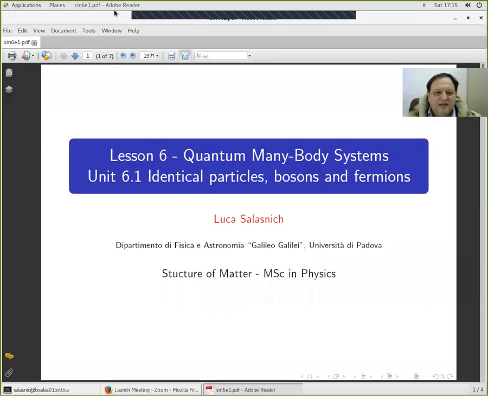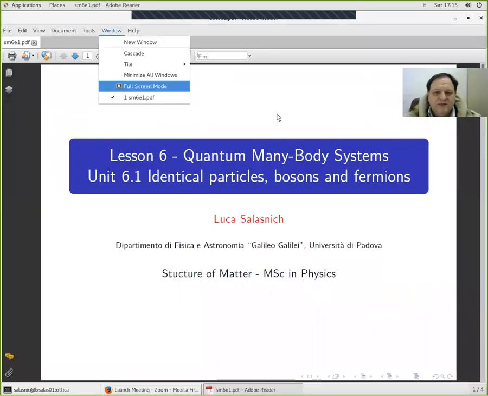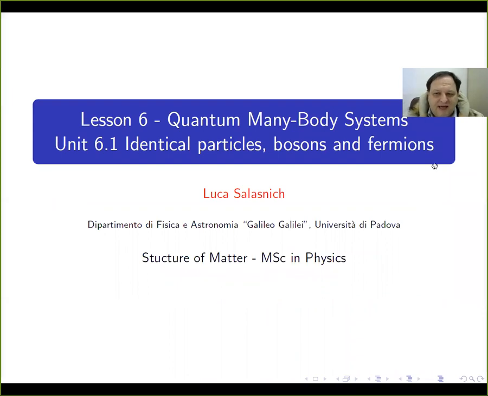Let us start with this unit 1 of lesson 6. So I will share the screen, full mode. Okay, the title of this unit is Identical Particles, Bosons and Fermions.